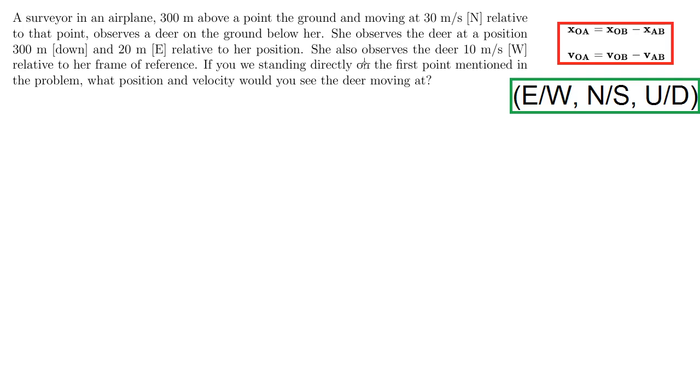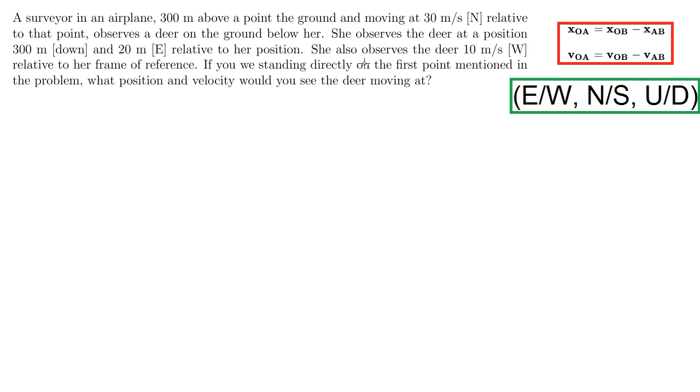She also observes the velocity of the deer as being 10 meters per second west relative to her frame of reference. And what you're asked to find here is, for this deer that the person up in the airplane is observing, what would you observe? This is rather important if you're planning on doing any kind of surveying, right? If you're up in an airplane doing an environmental survey, you're moving in a plane, so you need to figure out where things are relative to you, so you can make a map of everything.